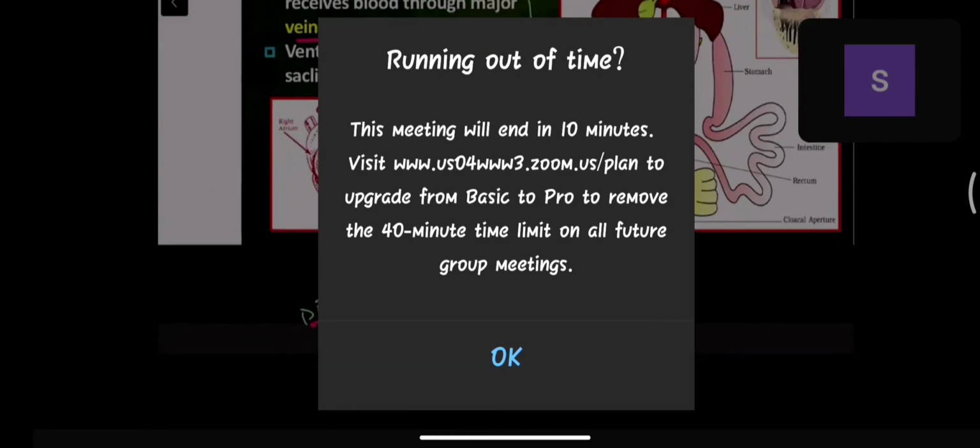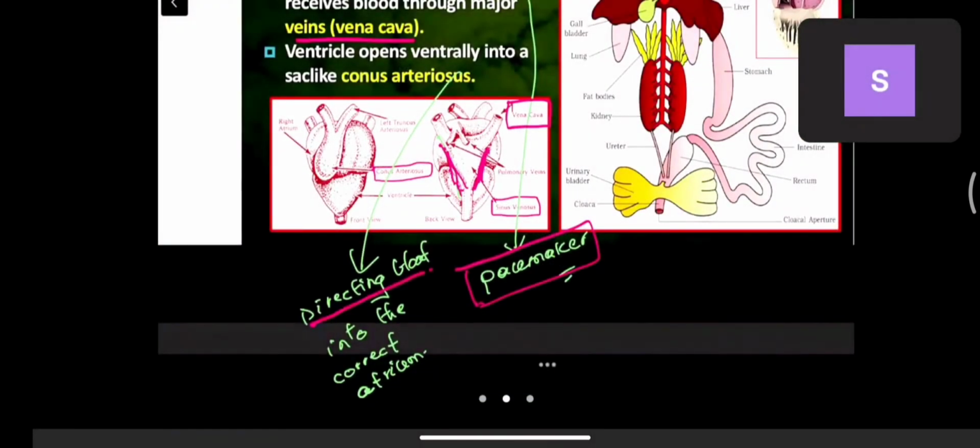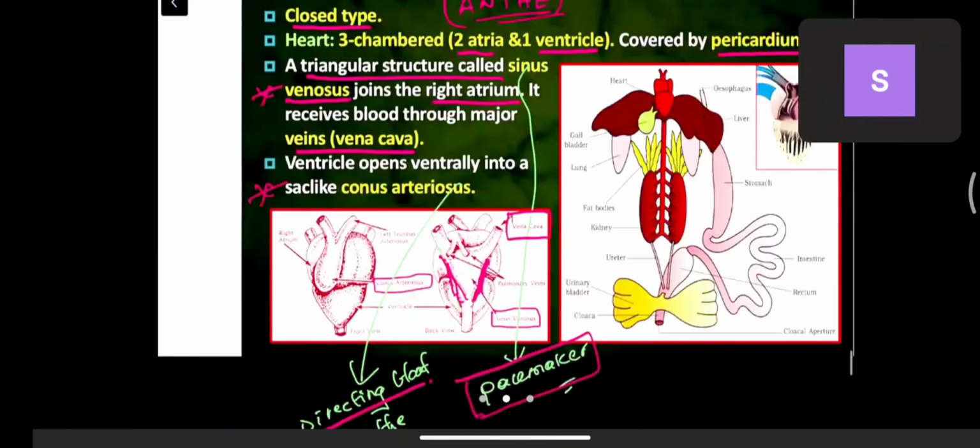The function of this conus arteriosus is directing blood into the correct atrium, because we have 2 atria, no? So how much blood should enter into which atrium? That is decided by this conus arteriosus. Understood, no? So these 2 functions you should remember.